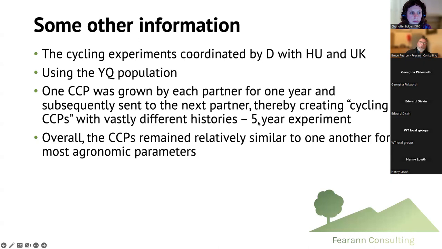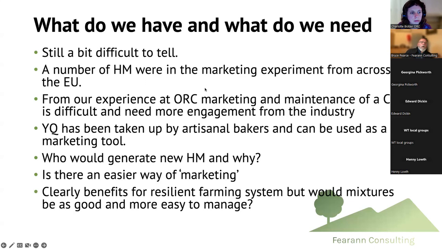So what do we have and what do we need? I think it's still difficult to tell. There are a number of the CCPs and the heterogeneous material from the market experiment from across Europe. I think it was 48 that we came to. So there's lots out there. A lot of that hasn't been, it's difficult to find precisely where they came from. I need to dig back more into what the EU information is, but there's not a vast amount being published on them.